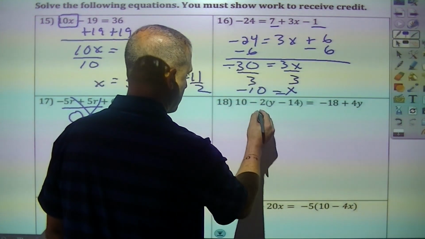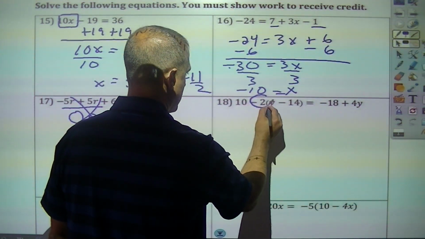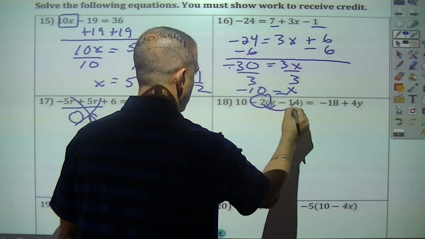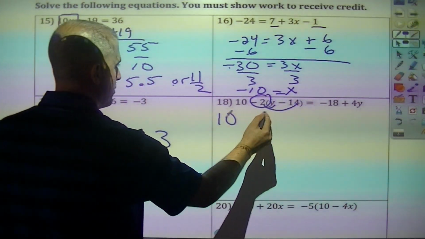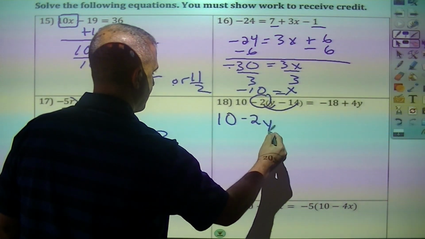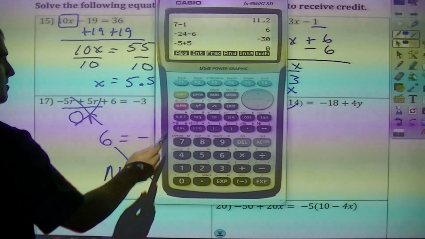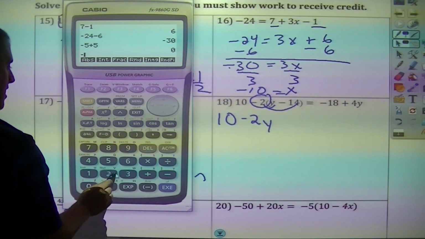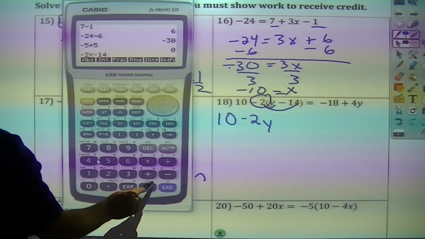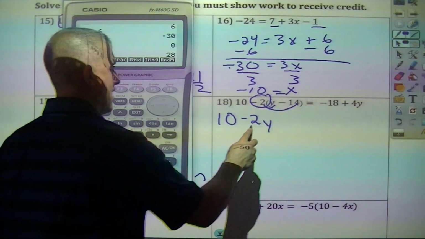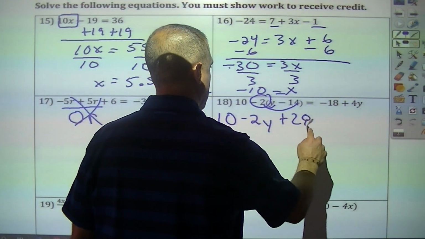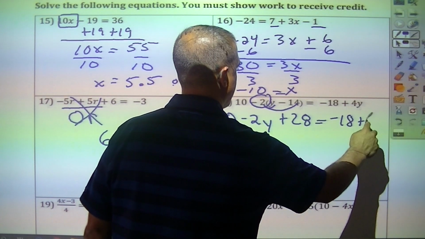Now, let's take this one. I gotta take this and I gotta treat it like a -2. So I still got the 10 there. -2 times y is -2y. And then I got to do -2 times -14. This is probably the most typically missed problem. You got to take your time. Make sure you treat that like a negative, and you multiply that. So it's going to be 28 equals -18 plus 4y.